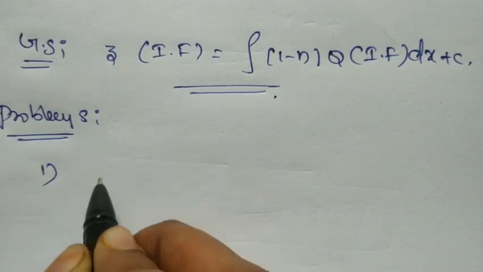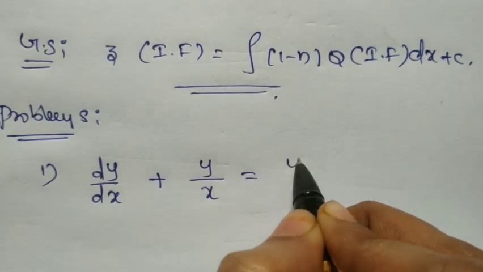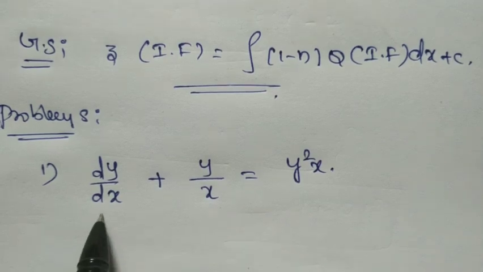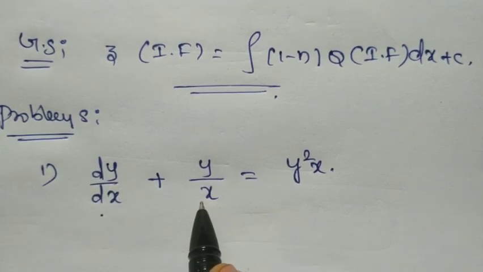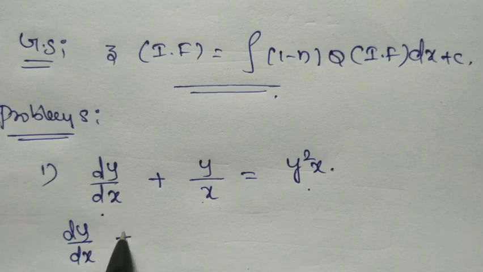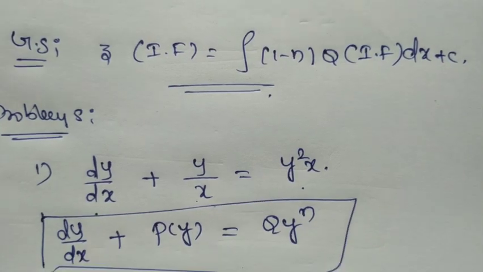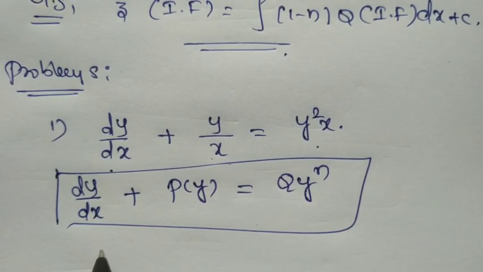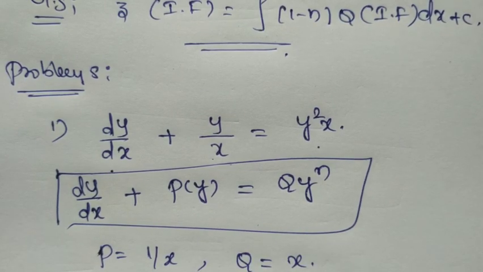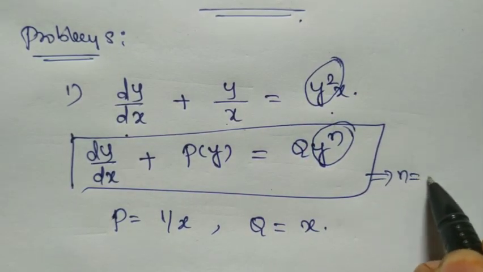Coming to the first problem, dy/dx + y/x = y^2 x. This is in the form dy/dx + Py = Qy^n, the general Bernoulli's equation. Here P = 1/x and Q = x. Here y^n is y^2, so n equals 2.